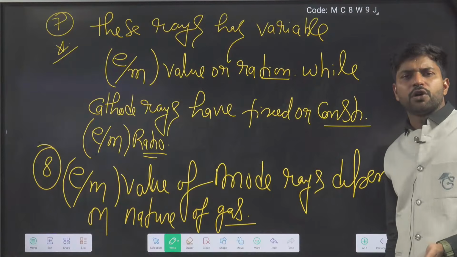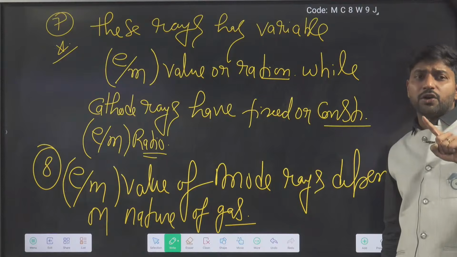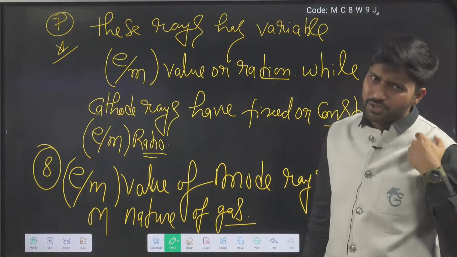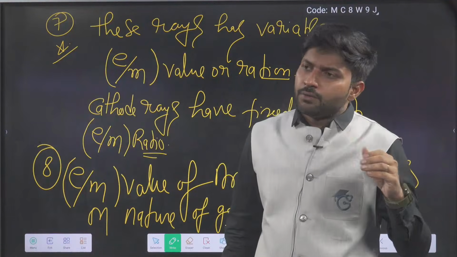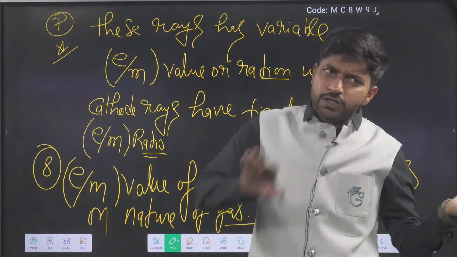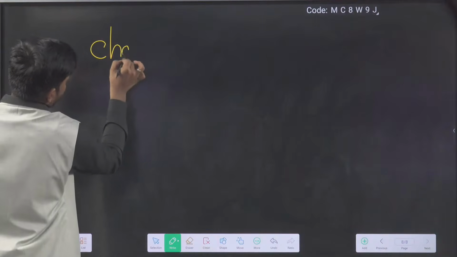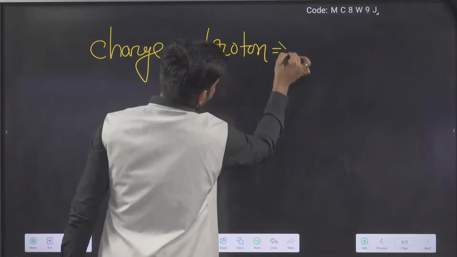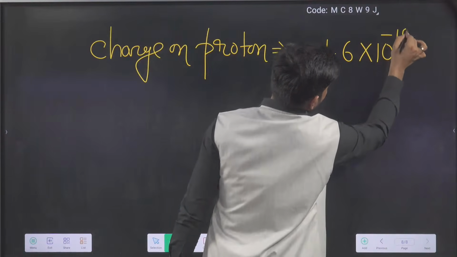After that, the mass and charge of the proton were also calculated, and it was understood that if the electron is a negatively charged particle, the proton is a positively charged particle, so they have equal and opposite charge. It was also proved after that. So whatever charge is on the electron, that is negative; equal but opposite charge is present in the proton. So what will you say the charge on the proton is? Plus 1.6 into 10 to the power minus 19 coulomb.